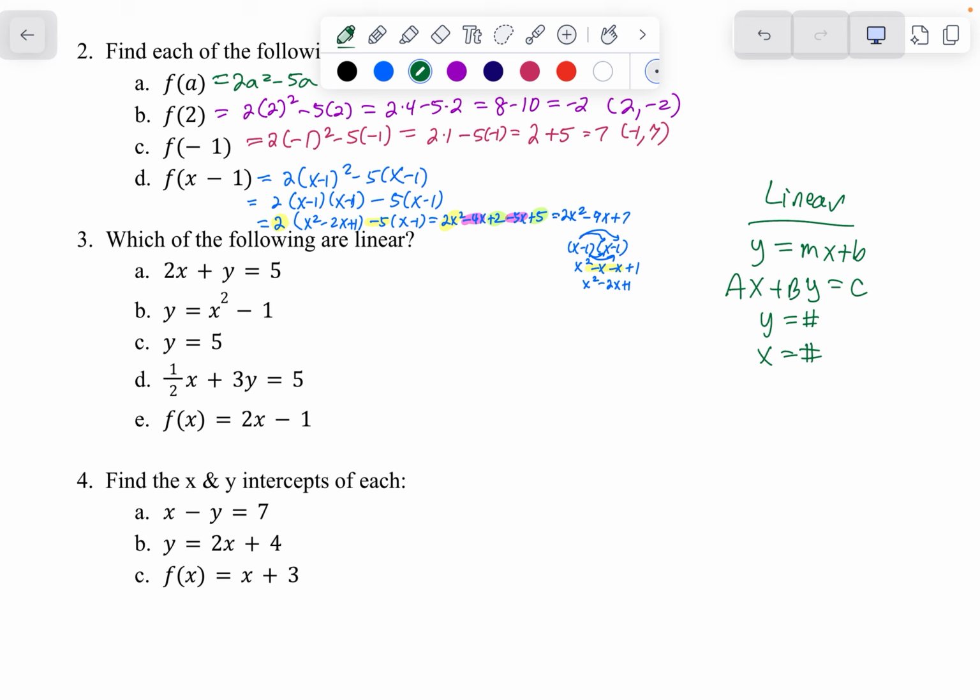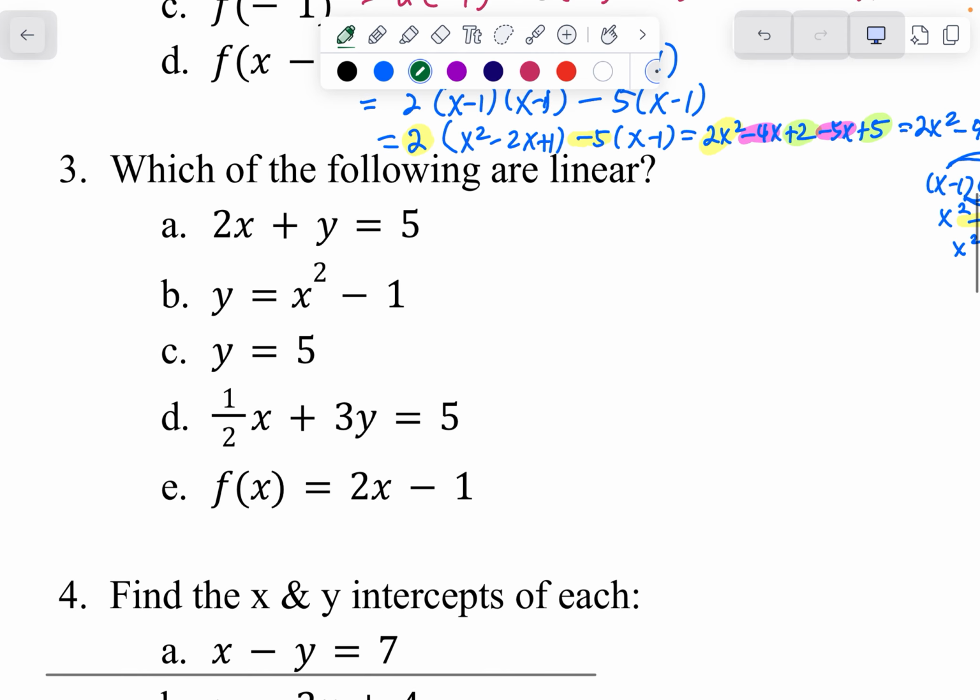Do we see any right off the bat that have a power on the x or the y? Any of them on there have a power on the x or the y? A, B, C, D, or E? Which one has a power on it? B. So we know that one is no. It's not linear, because it has a power on it, okay?